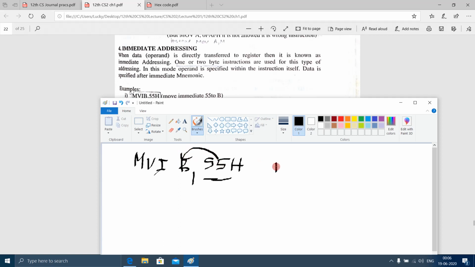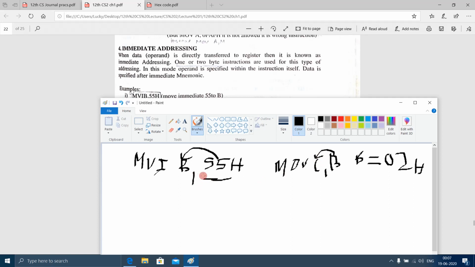Before we were using the move instruction, for example, MOV C, B. Contents of B will be copied into C register. For example, just assume in B 02 is stored. 02 will be copied into C. Contents of B will be copied into C.